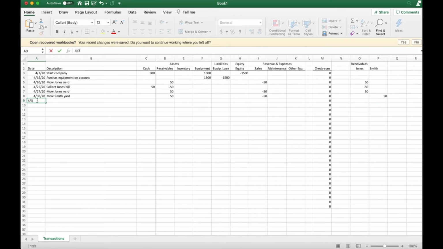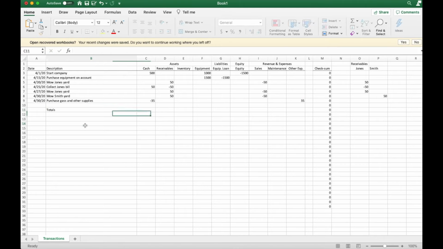And then again on the 30th, I'm going to purchase some gas and other supplies. So purchase gas. Oh, look, I misspelled it as purchase equipment. Fix that. Okay, go back. Purchase gas and other supplies for $35. So I have $35 less cash, and we're going to put that under other expenses. So $35 of other expenses is a positive because it's an expense, because cash is a negative. So I'm going to wrap that up. So that's going to be my first one.